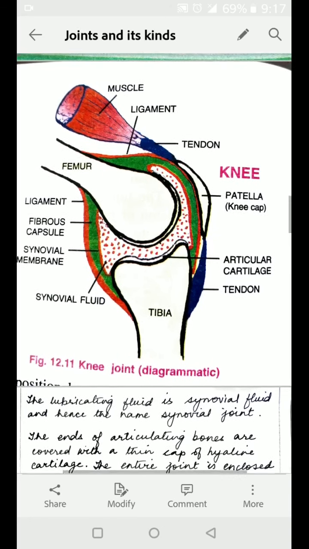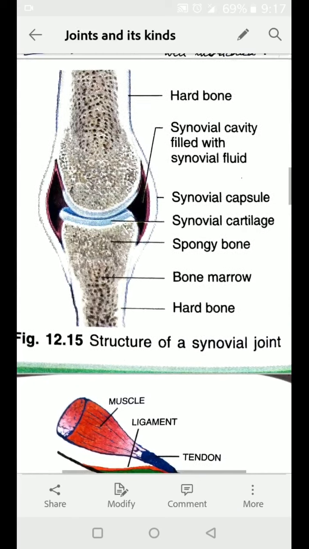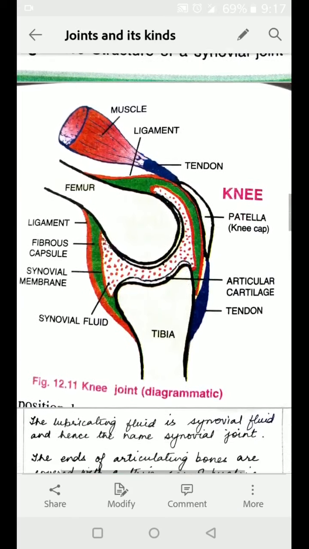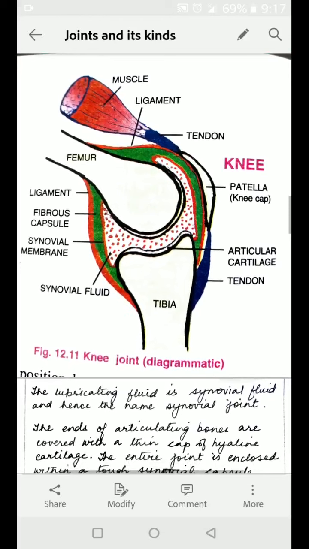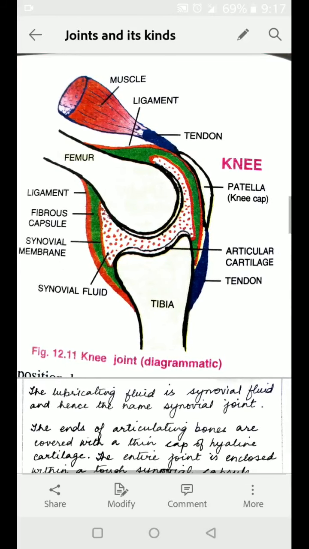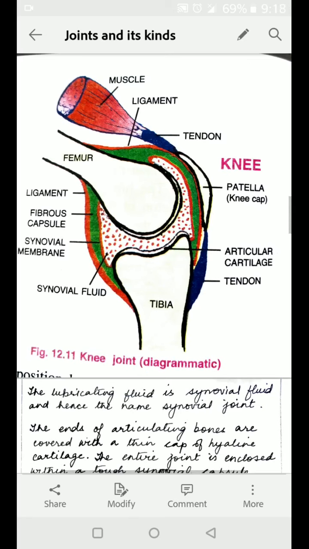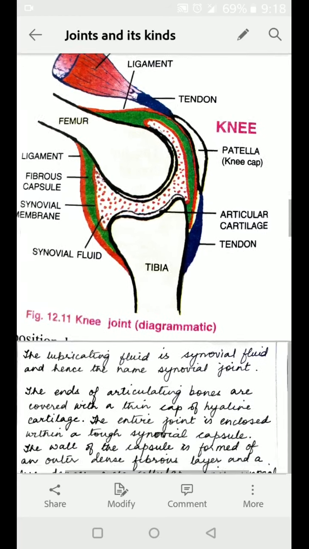Now these two figures: this is a general figure of a synovial joint, and this is a diagrammatic representation of the knee joint, where you can see the femur and the tibia. Two bones are in contact with each other. Synovial fluid is present in the synovial capsule, which is lined by synovial membrane, and the ends of the two bones are covered by a thin layer of cartilage.